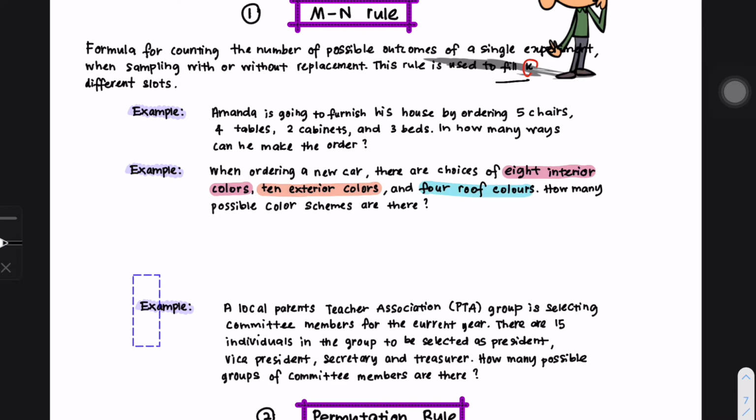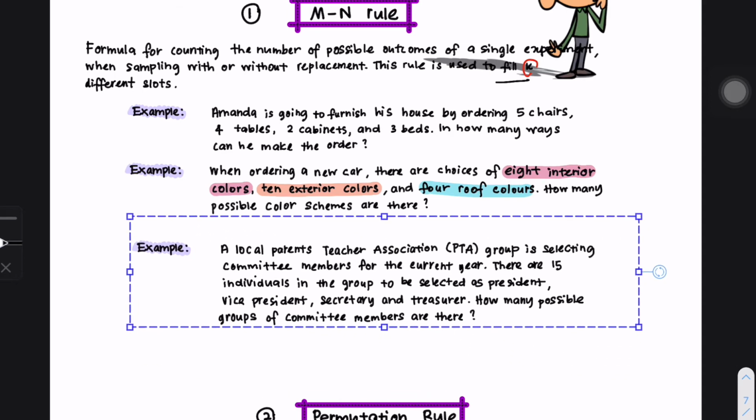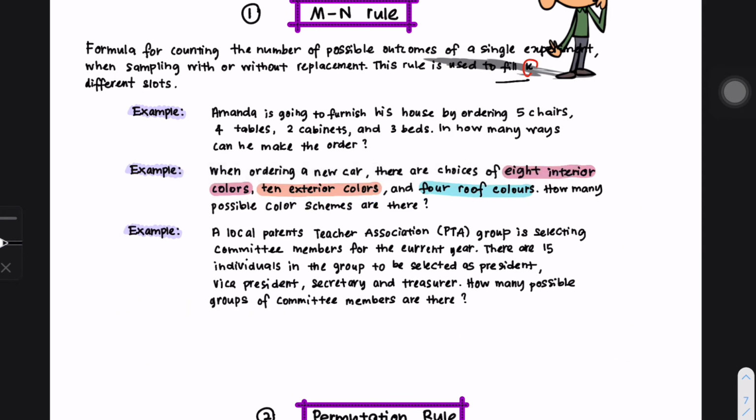Okay, class. So this example. A local parents-teacher association group is selecting committee members for the current year. There are 15 individuals in the group to be selected as president, vice president, secretary and treasurer. How many possible group of committee members are there? Okay. So, how many possible group committee members yang kita boleh bentuk?